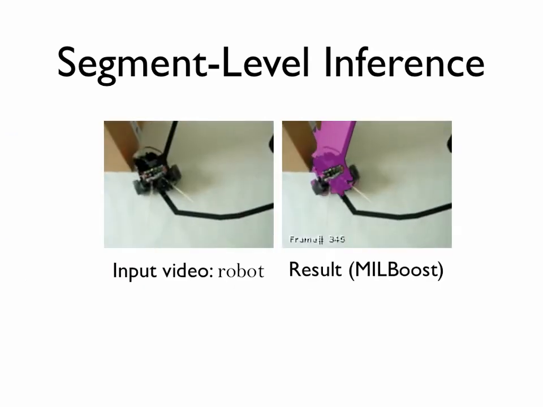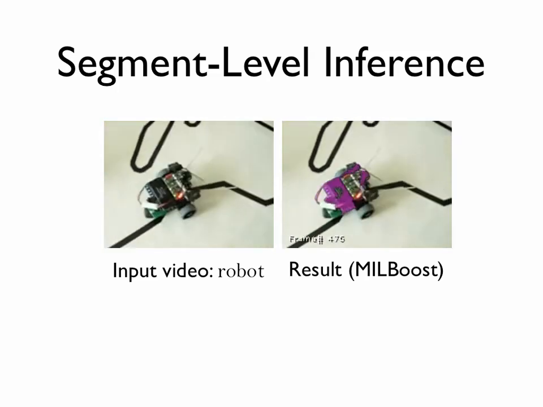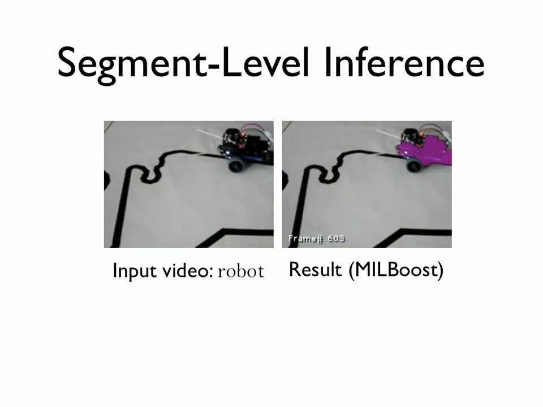These are results on the robot class. Note that due to under-segmentation, the black line in the background is grouped with the object. However, we still extract the robot.